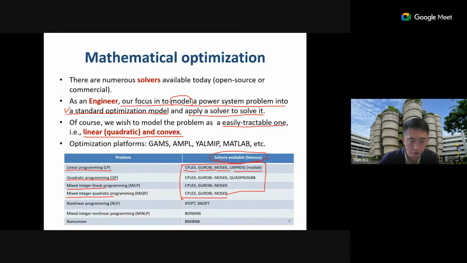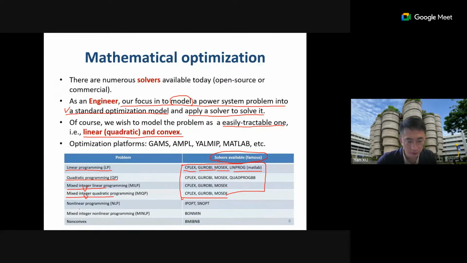And for the mixed integer problems, that means the decision variables contain both continuous variables and integer variables. An integer variable, for example, could be 1 or 0, which denotes the on and off status of a unit, or it could be just a discrete number to denote the positions of the transformer tap changer, or the positions of the capacitor bank, right? So that's why we may also have mixed integer programming.